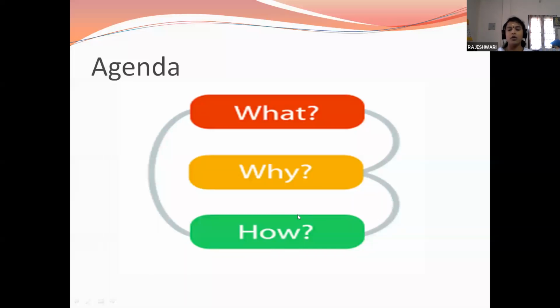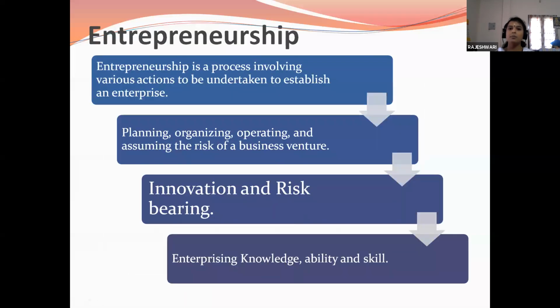First of all, we generally know what is meant by entrepreneurship. Entrepreneurship means that everyone can start one enterprise or one business with respect to their interest. Entrepreneurship is a process involving various actions to be undertaken to establish an enterprise. So what do various actions mean in this sense?